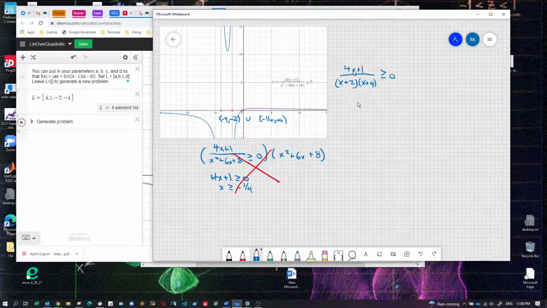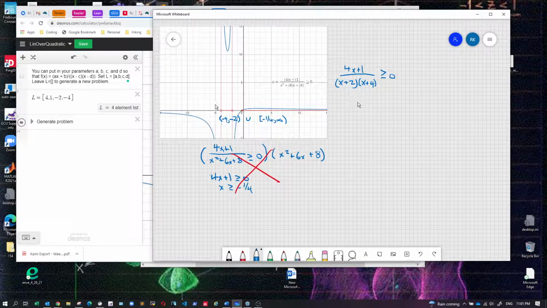And where can they change signs? Where would this turn from positive to negative? Well, we do it at -1/4. Where could this turn from positive to negative? Well, it could do it at -2. Where would this turn from positive to negative? Well, it would happen at -4, right? So basically, we just need to find the sign of this thing at those various places. Okay. I think I'll just write on this graph here.